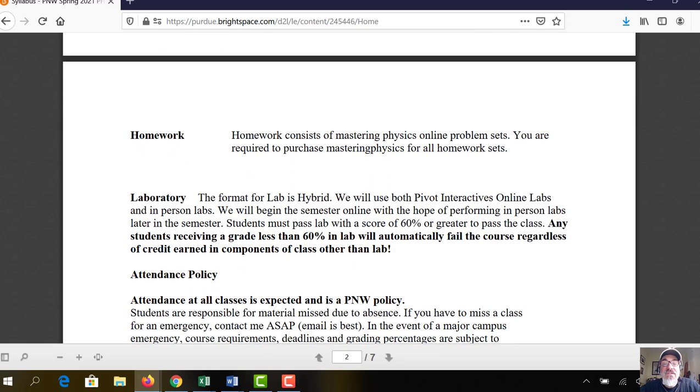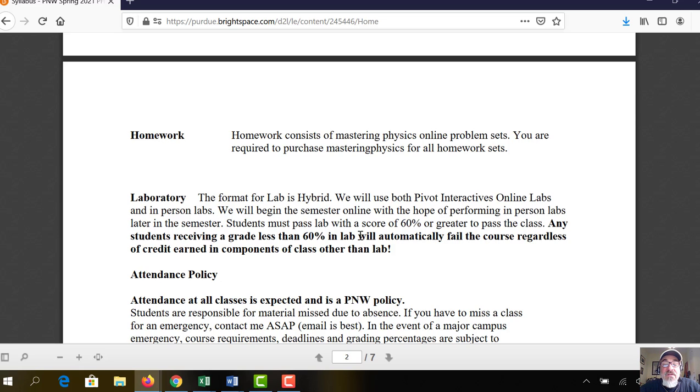So homework consists of Mastering Physics online problem sets. So usually there's a homework set per week. We'll probably end up having about 10 different homework sets. Lab is going to be hybrid, but we're going to start with something called Pivot Interactive Online Labs. And then hopefully we're going to transition to some in-person labs. We'll just have to see how that goes.